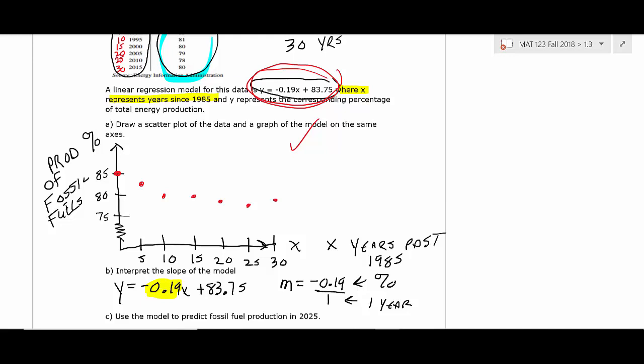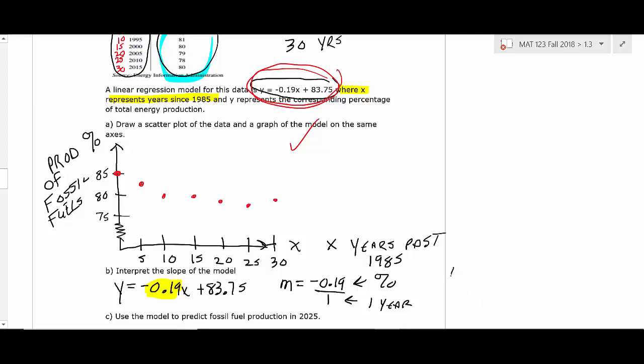The percent's going down by 0.19%. It's going down because there's a negative there, okay? So basically rise over run, but you got to know that X is years, Y is percent, like we did. So based on that, a good way to interpret this would be to write something like this.